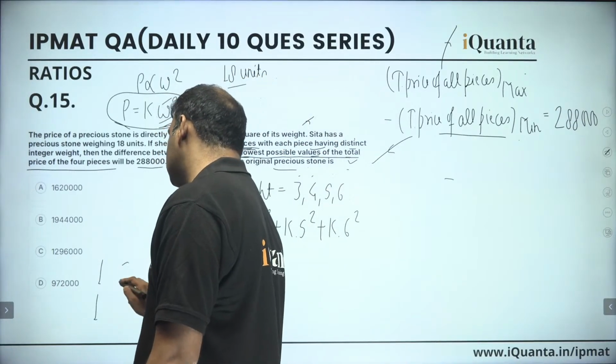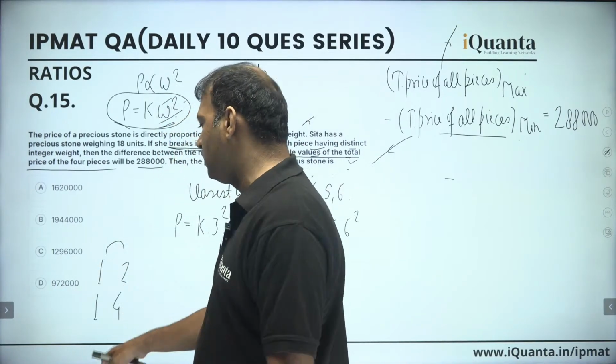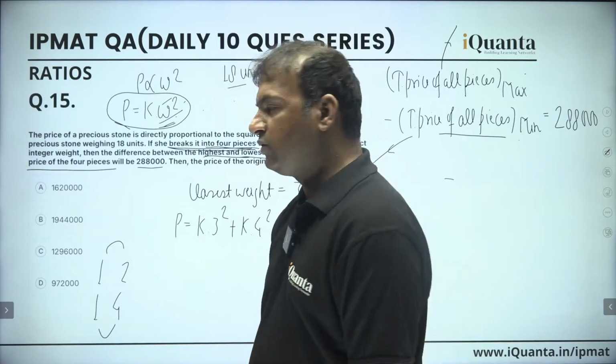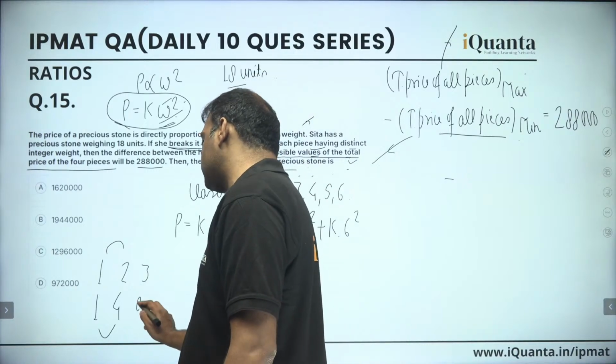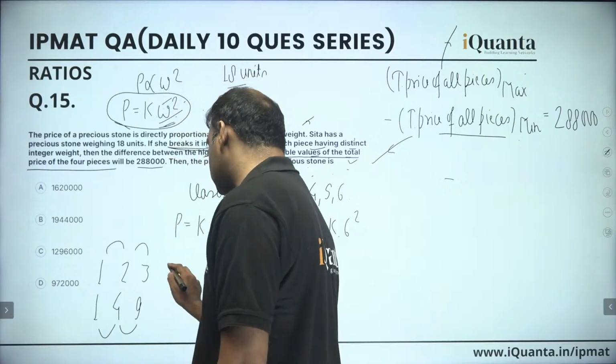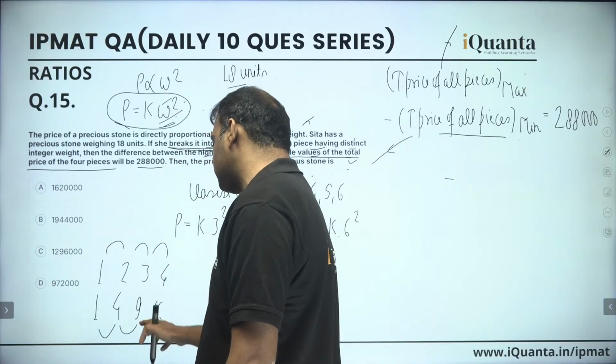If the weight is 2, the square is 4. This is increasing by 1, but this is increasing by 3 because it's changing in an exponential manner, right? If the weight is 3, the square is 9, so it's increasing by 1, but this is increasing by 5. And similarly, this is 4, this is 16, increasing by 1, this is increasing by 7.